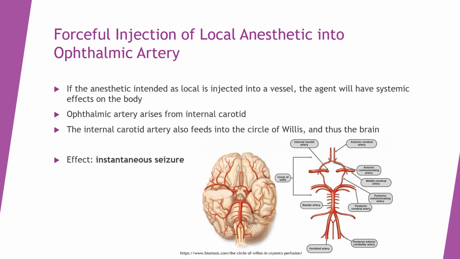The second topic we will cover in this chapter is injection of the local anesthetic into a vascular system, and we covered this in the very previous slide actually. If the anesthetic intended as a local agent is injected into a vessel, this means that the anesthetic medication has access to the systemic circulation, and it can therefore have effects all over the body. The artery with the greatest risk of being accidentally injected an anesthetic agent is the ophthalmic artery.